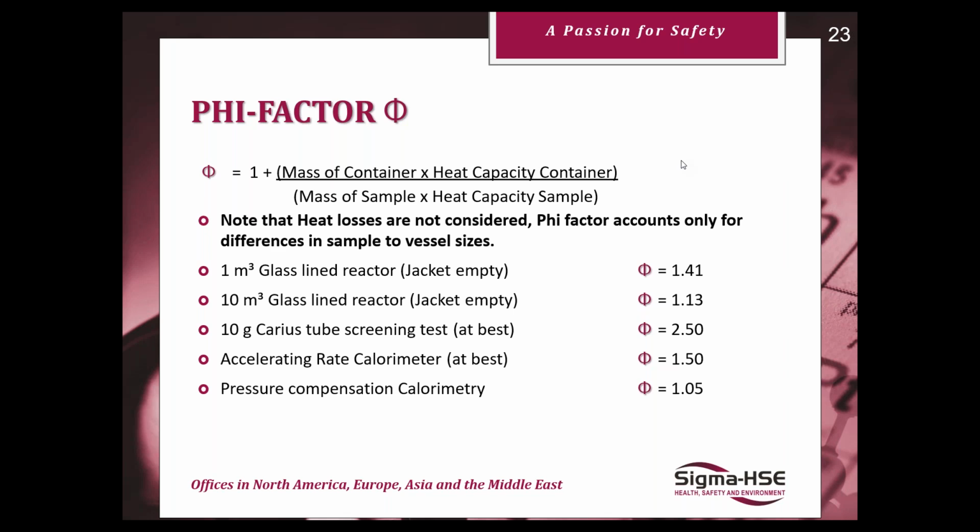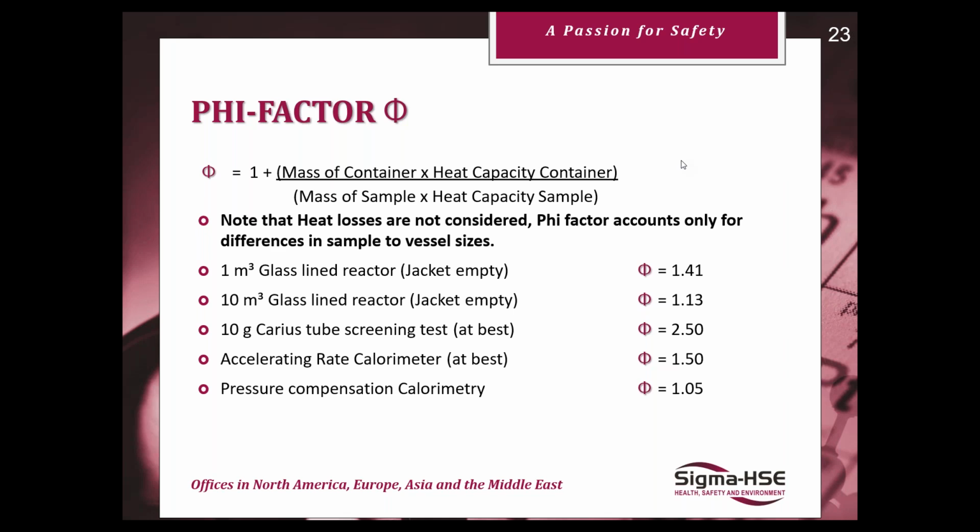Secondly, for the adiabatic tests, we've got the ARC, and that is at best 1.5, but again, typically it's more around 2.5 to 3. And then at the bottom, we've got pressure compensation calorimetry. That covers our ARSST and VSP2 testing in open cell configuration. That's about as good as you can get for lab scale thermal stability assessment testing, and that is a phi factor of 1.05.